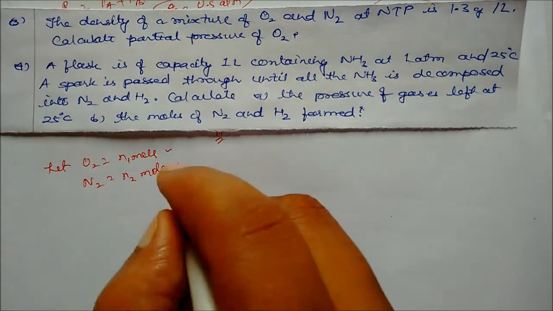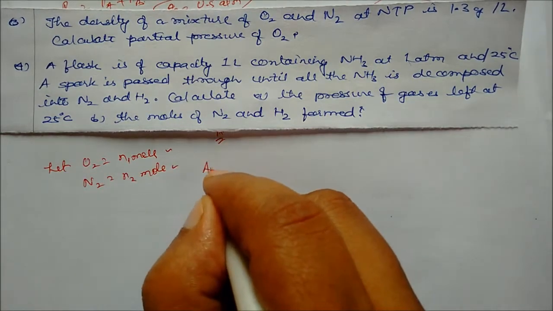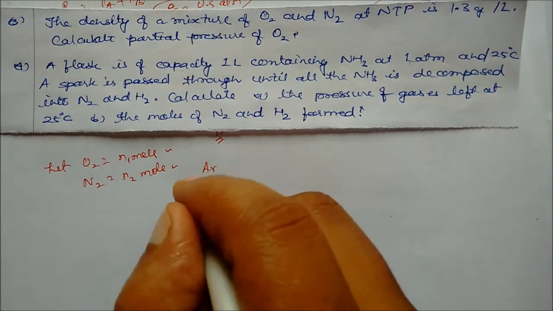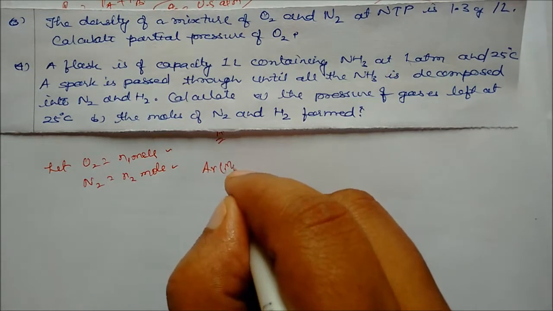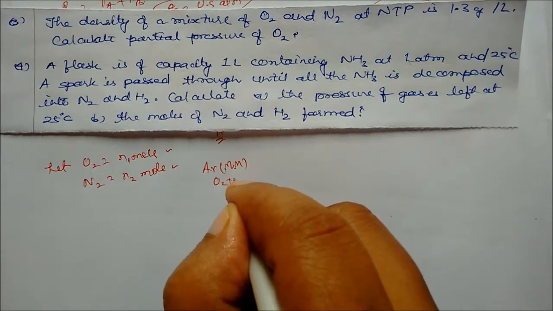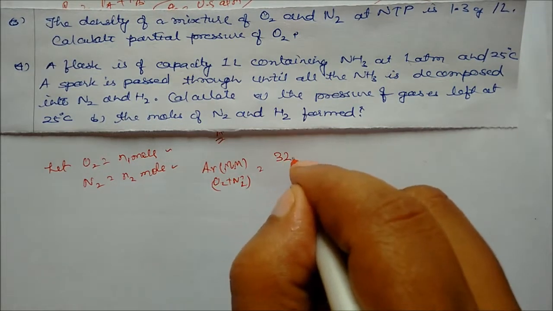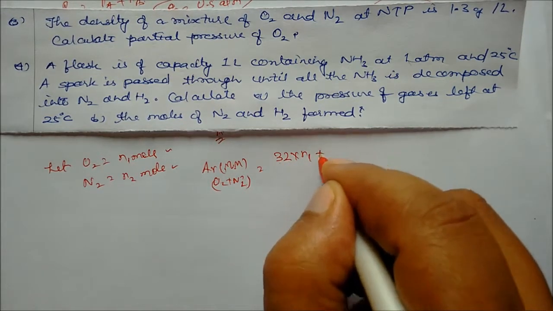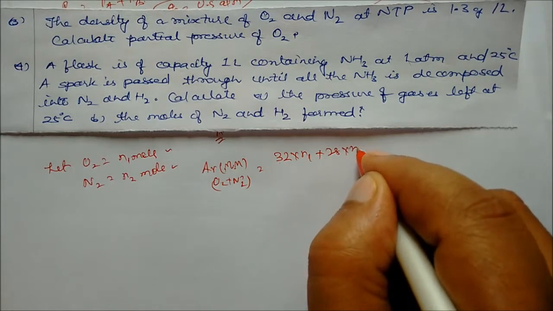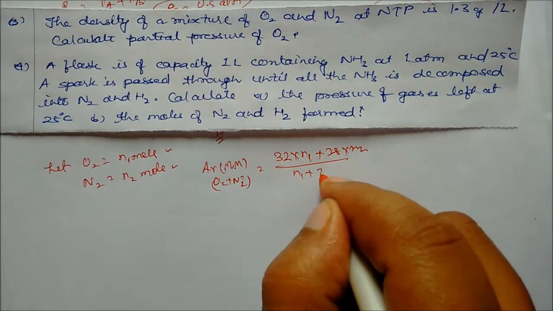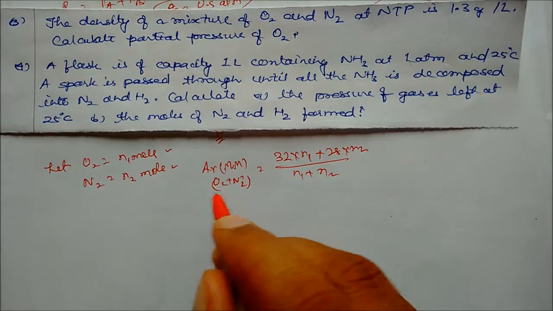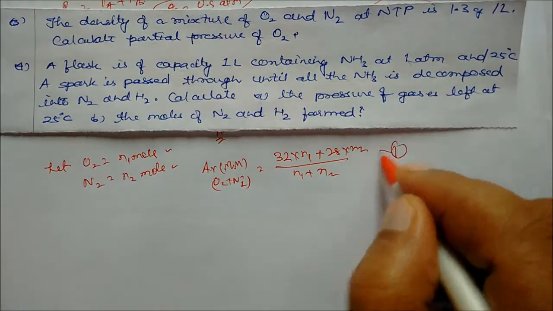Now the average molecular mass of oxygen plus nitrogen will be how much? You can multiply the molar mass of oxygen into N1 moles plus the molar mass of nitrogen into N2 moles, and divide by N1 plus N2. So this is the average molecular mass. This is the one part.